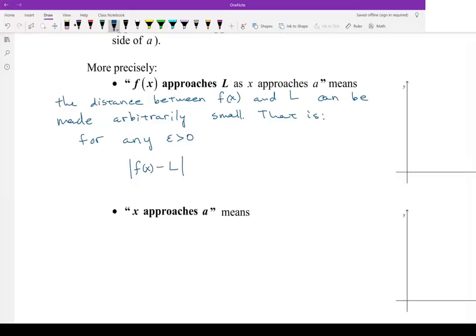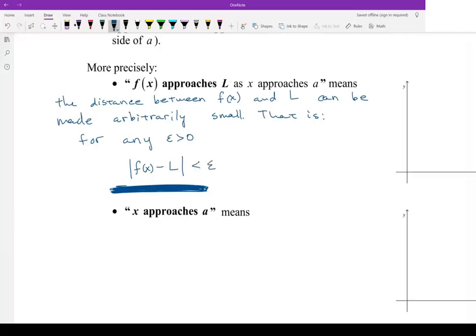what did I just write? Tell me in words what that says right here. What does that say? Use the D word. The distance between f of x and L. Good. The distance between f of x and L is less than epsilon.